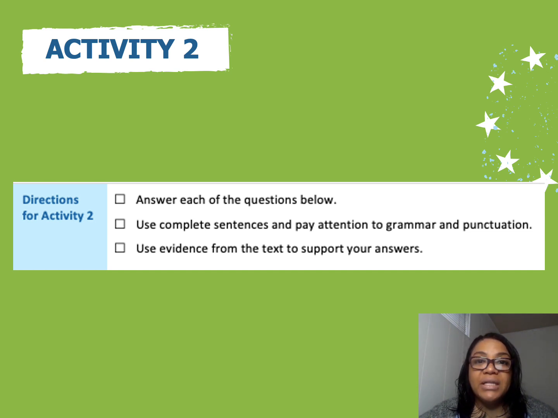We need to use complete sentences and pay attention to grammar and punctuation. And of course, we need to use evidence from the text to support our answers.